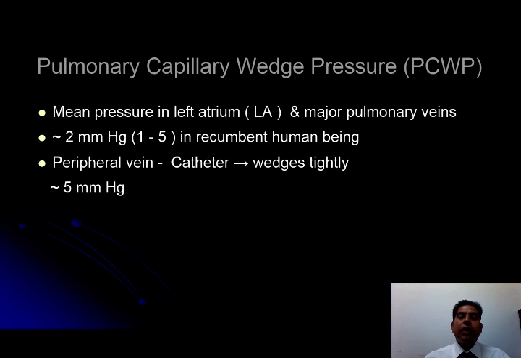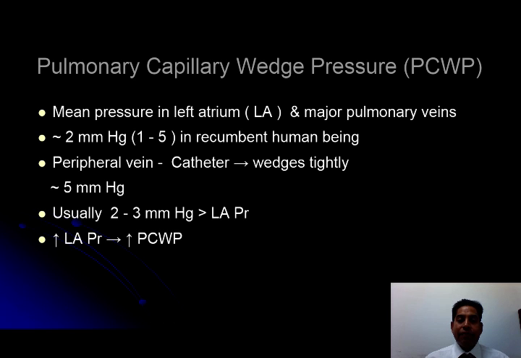So the place where it lodges, the pressure which you record is known as the pulmonary capillary wedge pressure, because this is where the balloon goes and lodges. Usually these pressures are 2 to 3 millimeters higher than the pressure in the left atrium. The reason we measure this is any increase in the pulmonary capillary wedge pressure is an indication that there is an increase in the left atrial pressure.